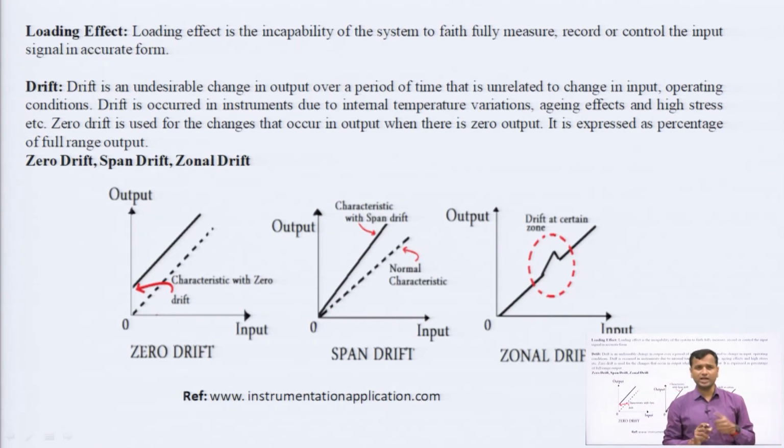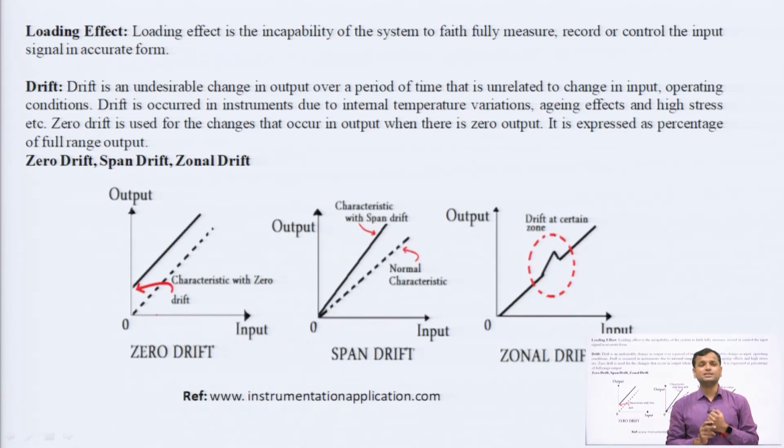Now, next one is loading effect. I have talked about the loading effect in an earlier lecture also. Loading effect is the incapability of the system to faithfully measure, record or control the input signal in accurate form. So, it is also one type of undesirable characteristic of an instrument that is caused with respect to the load change or with respect to the load of an instrument. This type of error is known as the loading effect.